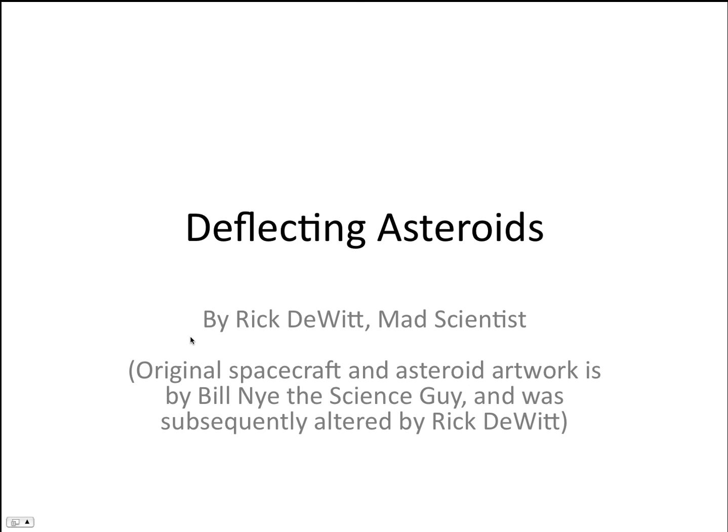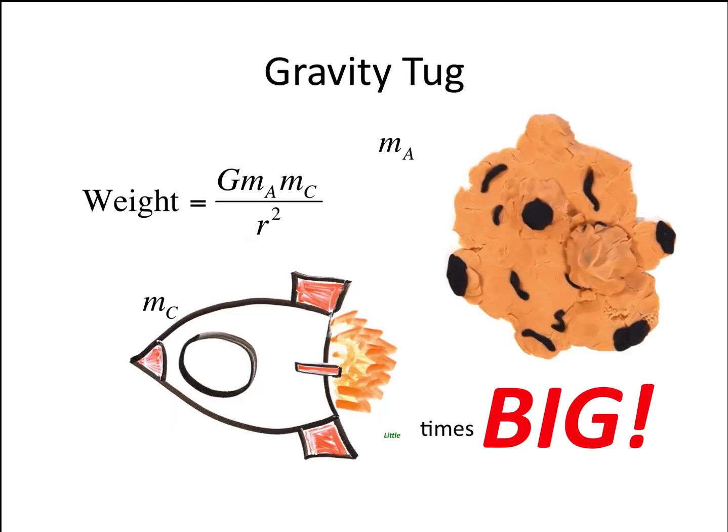This is the story of How to Deflect an Asteroid by Rick DeWitt, mad scientist. The spacecraft artwork and the asteroid artwork was done by Bill Nye the Science Guy, lifted out of his video and altered by Rick to tell a different story.